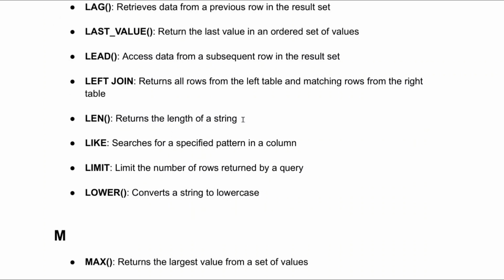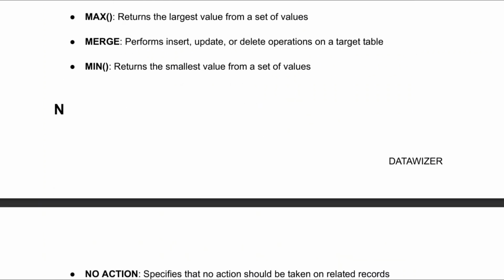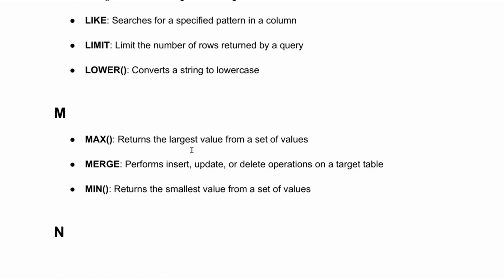Len returns the length of a string. Like searches for a specified pattern in a column. Limit limits the number of rows returned by a query. Lower converts a string to lowercase. Max returns the largest value from a set of values.